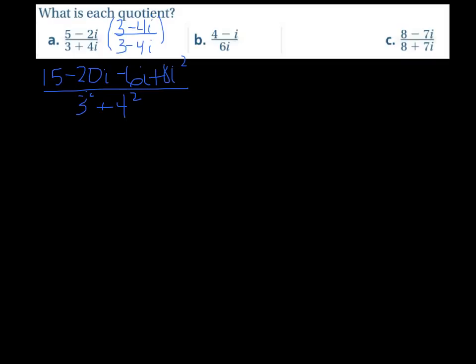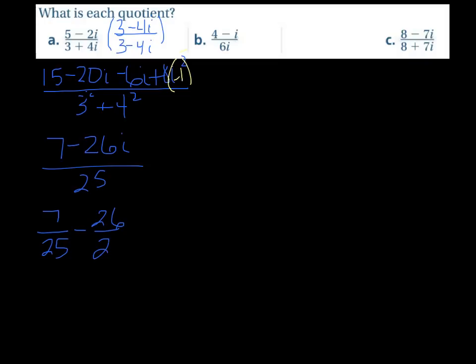So when we start simplifying, remember plus 8i squared. Again, remember that the i squared is really a negative 1. So I have negative 8 and 15, which would be 7. Negative 20i and negative 6i is negative 26i. And then the denominator, 3 squared is 9, and 4 squared is 16, and 9 and 16 gives me 25. So when I split this, I have 7/25 minus 26/25 times i. And that would be my complex number.